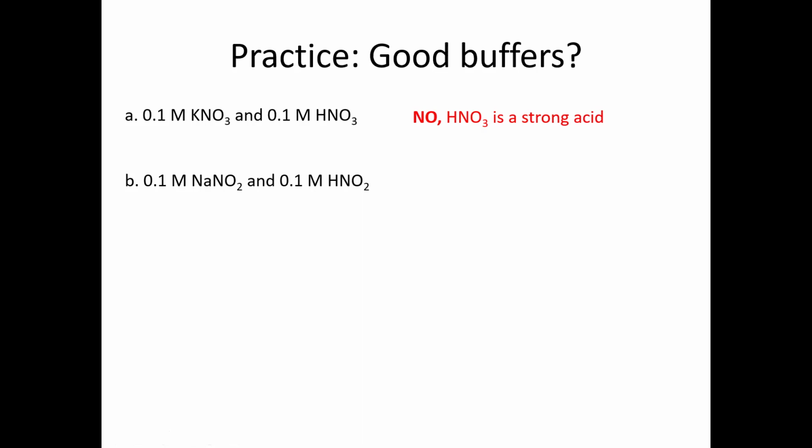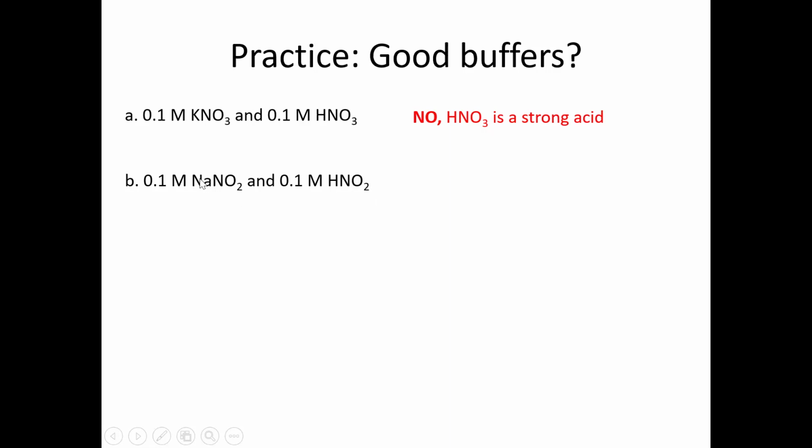We want the relative concentrations to be equal, as close to 1 as possible. So the ratio, so 0.1 divided by 0.1 is 1. So that's good. And they're relatively high concentrations. 0.1 is a high concentration. So far, it could be a good buffer. Our next question is, do we have a conjugate pair? And does that conjugate pair come from a weak acid or a weak base in its conjugate? We look at this, and I see I've got sodium nitrite and nitrous acid. So sodium nitrite, we got NaNO2.